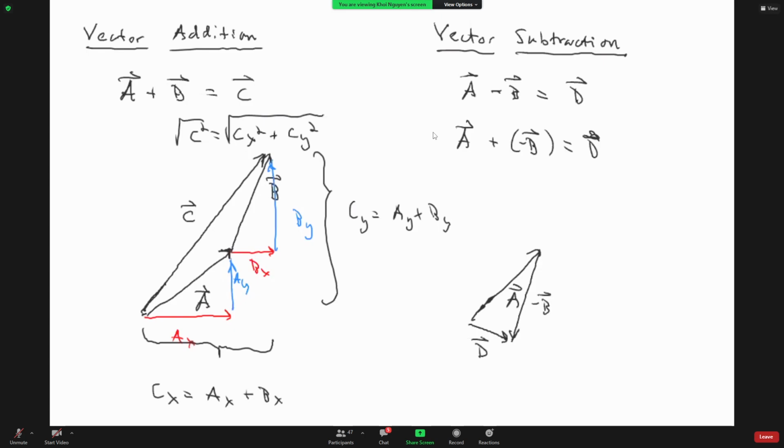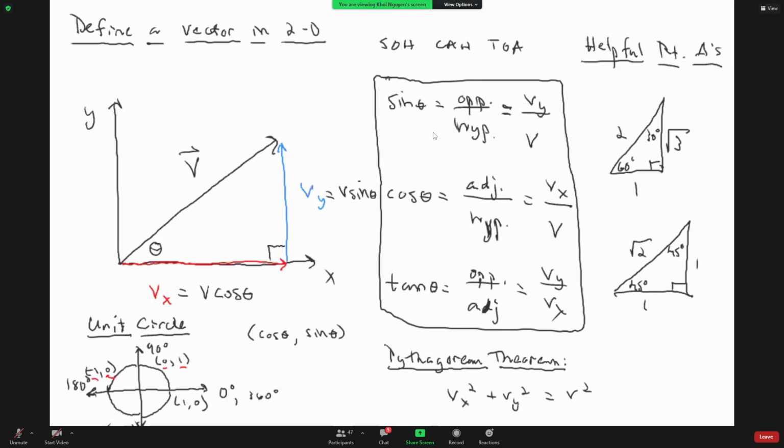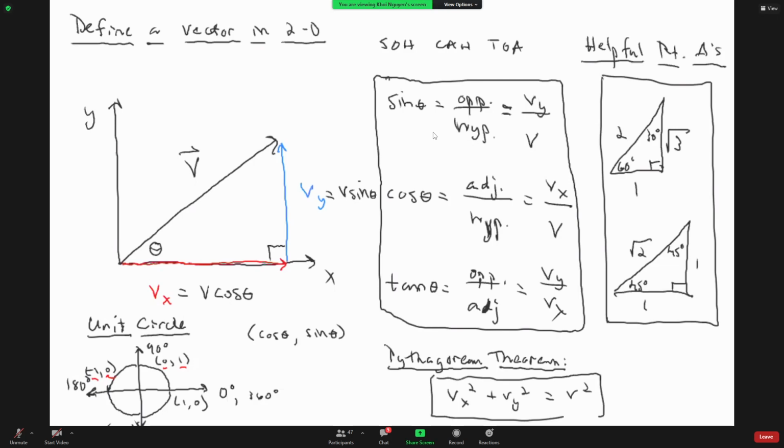So by looking at that, we can come back and see how useful everything on this page is. So I can't stress it enough. You need to know and remember your helpful right triangles. It's going to help you remember your Pythagorean theorem, and you need to remember your unit circle.